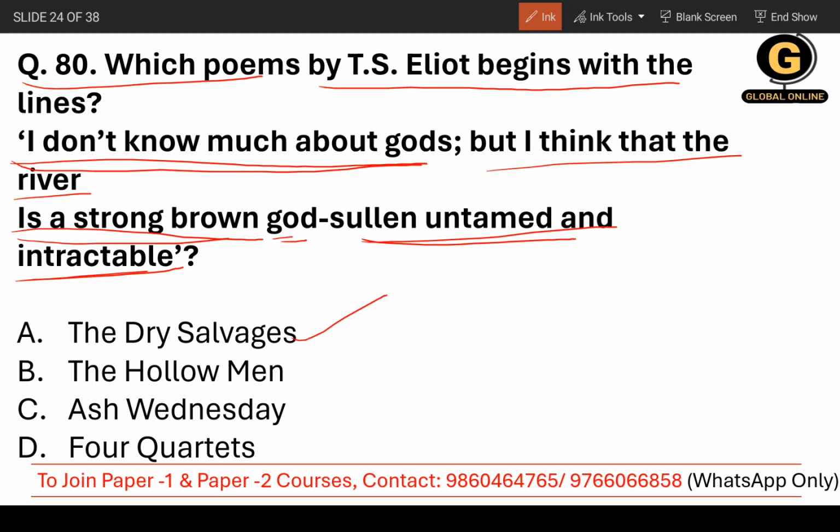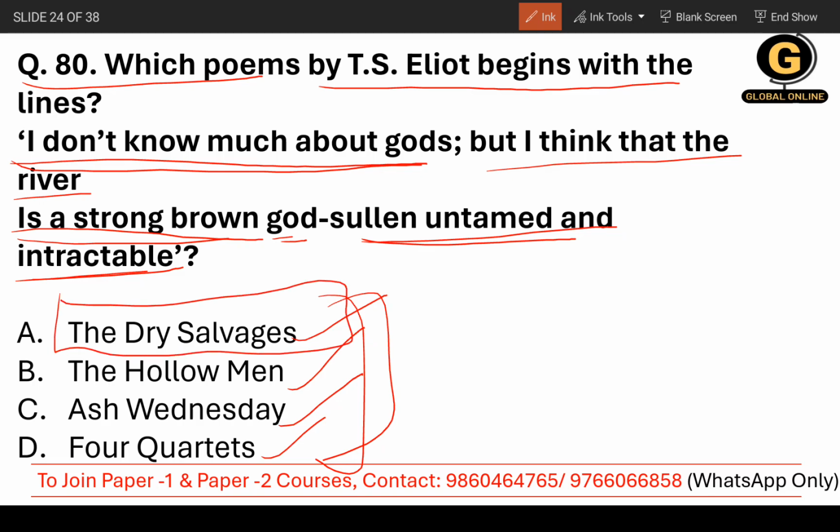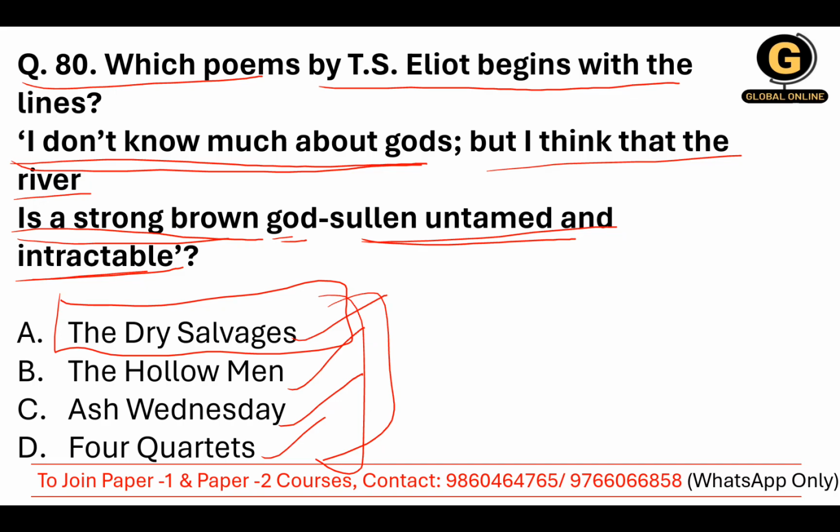The Dry Salvages, The Hollow Men, Ash Wednesday and Four Quartets. Which is the correct option? These are the options. So the first option, The Dry Salvages, begins with the lines, I don't know much about gods, but I think that the river is a strong brown god, sullen, untamed and intractable. Okay, so the first one is the correct answer.